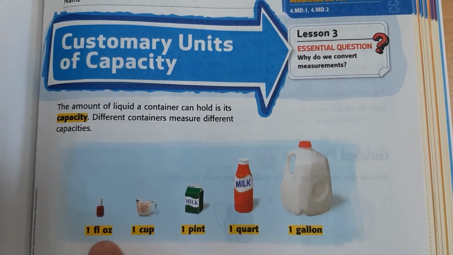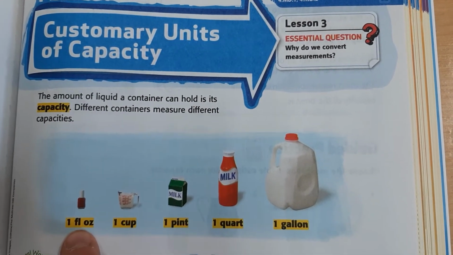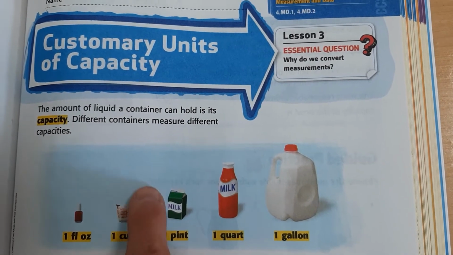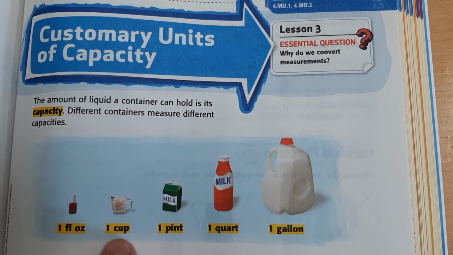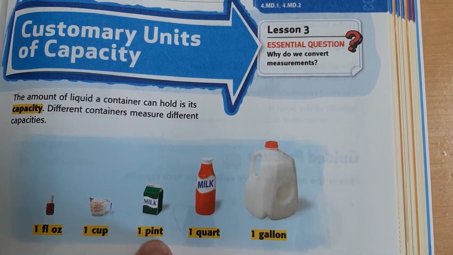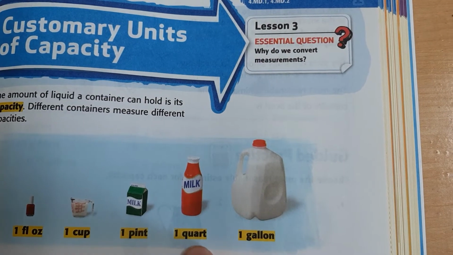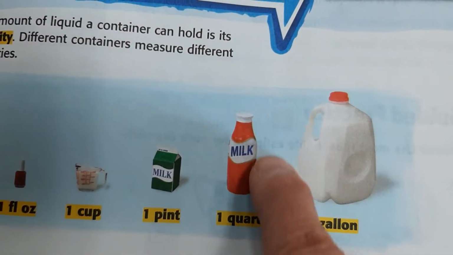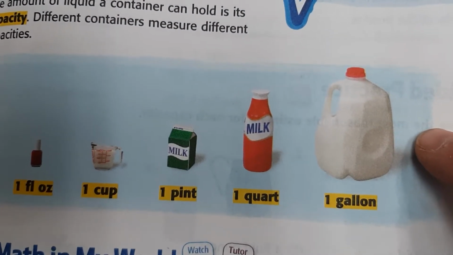1 fluid ounce would be about the size, as you can see, of a bottle of nail polish. 1 cup. Now you probably have something like this at home, and that is a cup. A pint is like a small carton of milk or half and half, and that's a pint. A quart's a little more than that. And a gallon, as you can see, you're familiar with a gallon. A gallon is what you get your milk in, you drink it on your cereal every day.